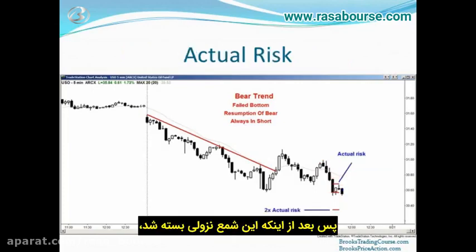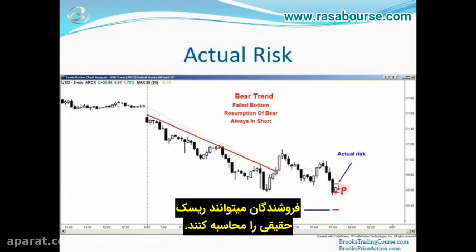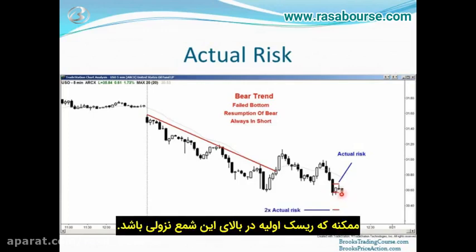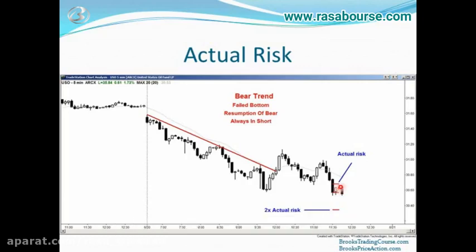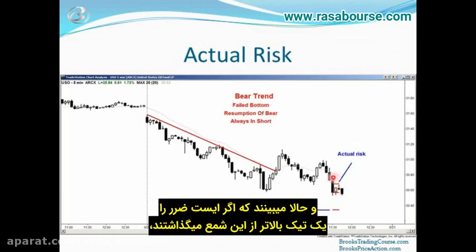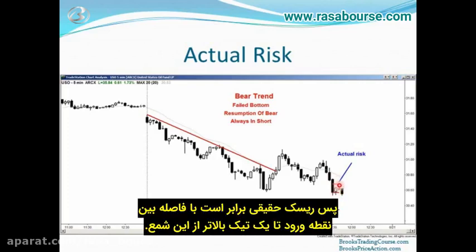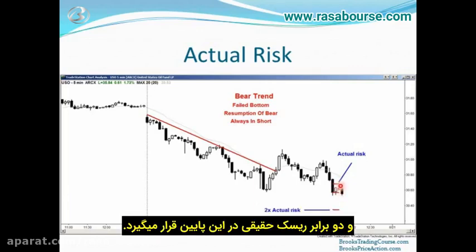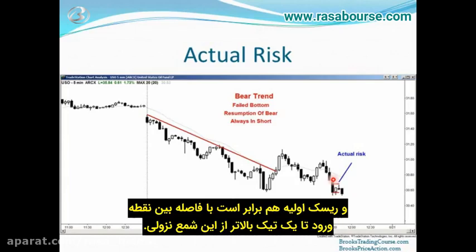So after this bear bar closed, the shorts who shorted below this bar can calculate their actual risk. Their initial risk might have been above the high of this bear bar, and now they see that if they had a stop 1 tick above the high of this bar, they would not have been stopped out. So their actual risk is their entry price to the stop that would have allowed them to hold their position, 1 tick above the high of this bar, and 2 times that actual risk is down here, which is around 1 time the size of the initial stop from the sell at this close to 1 tick above the high of that bar.